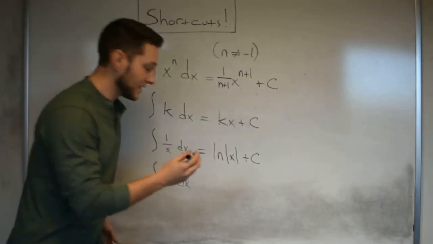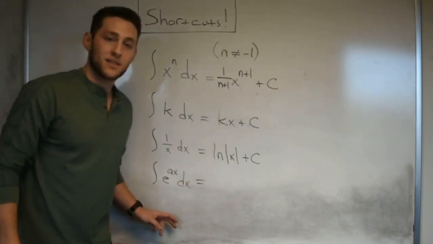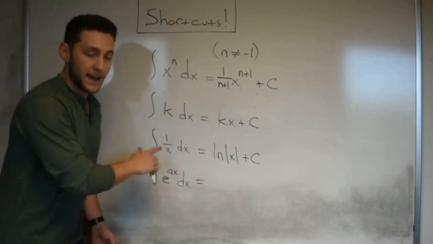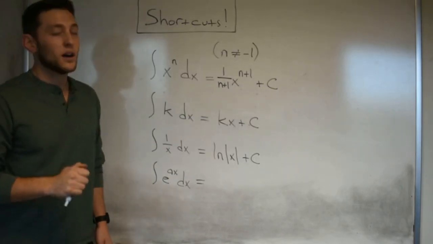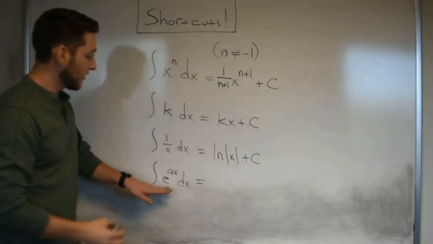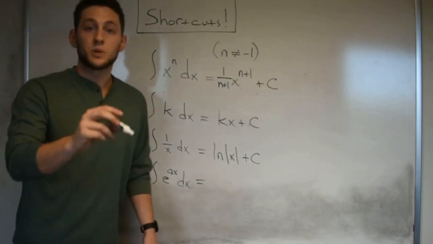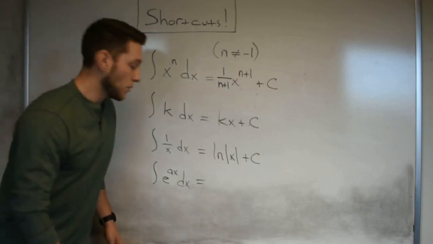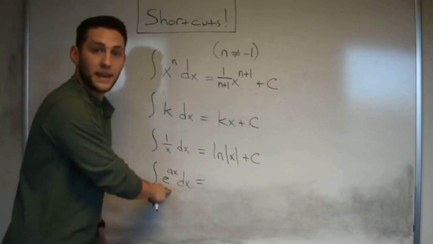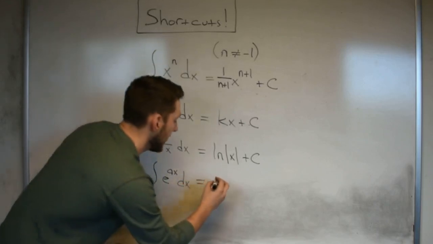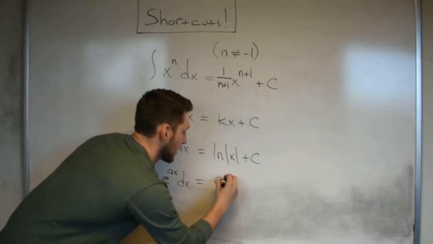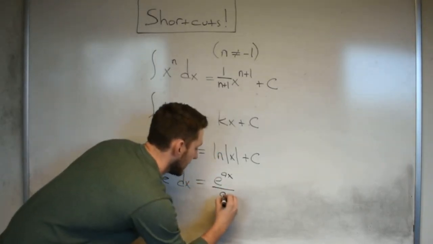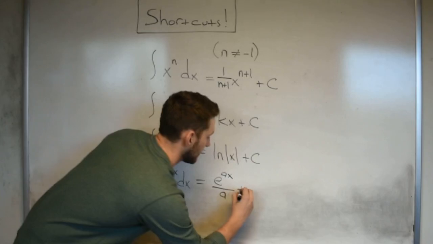Last rule that might come off a little tricky is what if I ask you to find the antiderivative of e to some power times x? So e to the ax, where a is a number. Well, remember the derivative of e to the ax is a times e to the ax. So what we could do is say that the integral, or the antiderivative of e to the ax, ends up being the same thing, e to the ax, divided by a, and then plus c.